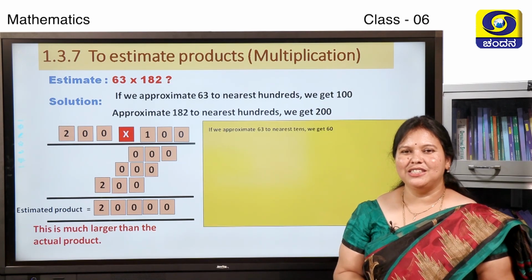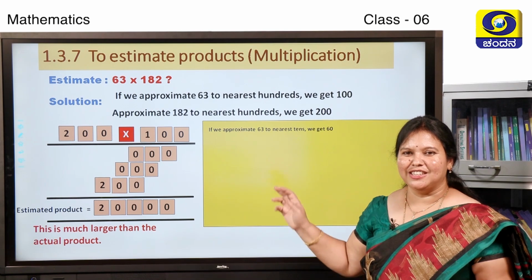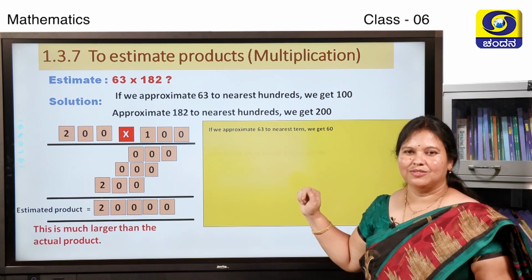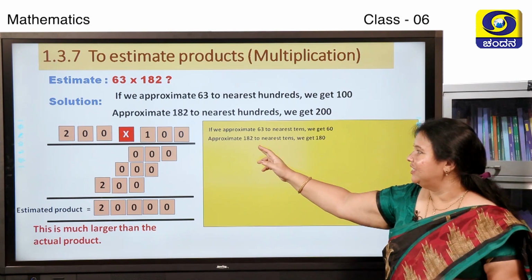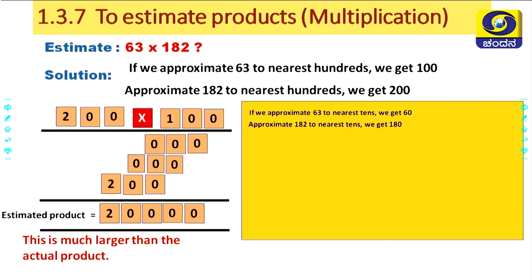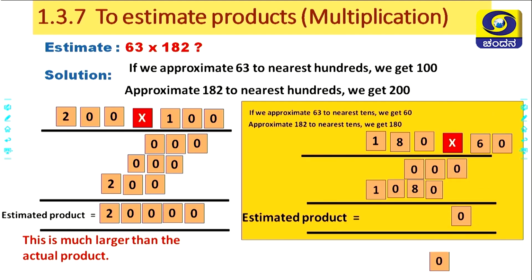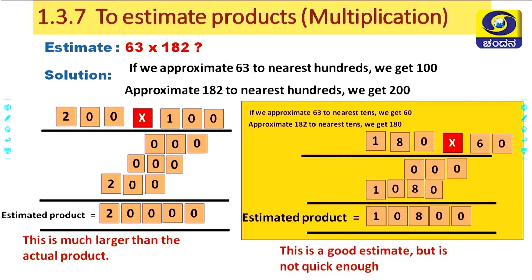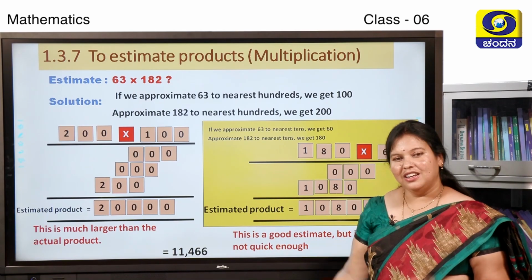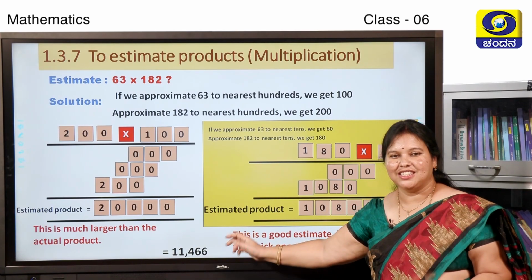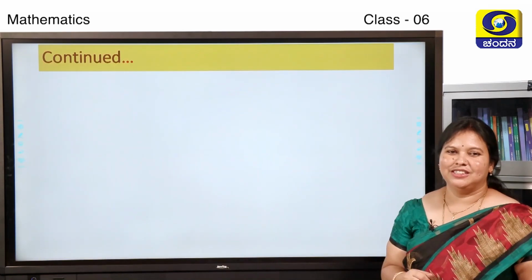If we approximate 63 to the nearest tens, we get 60. And approximate 182 to the nearest tens, we get 180. So, by multiplying these two, we get the estimated product how much? Yes, it is 10,800. This is a good estimate, but is not quick enough. Here the actual product is 11,466. Let us do it in another method.